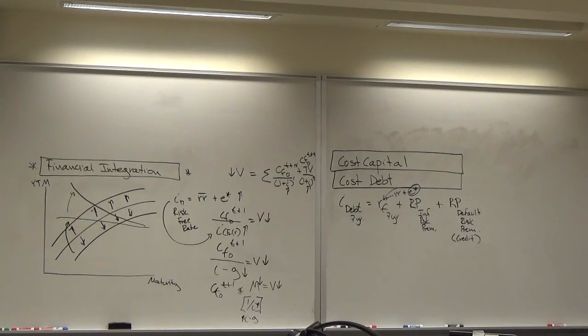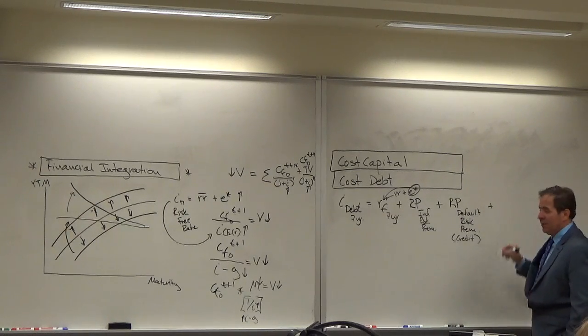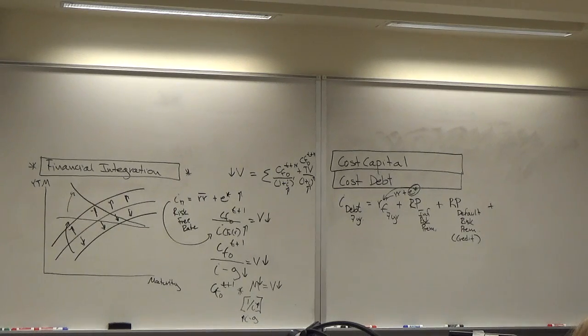They go into default. The bondholders file a lawsuit and force the company to liquidate its assets. They sell the assets and pay off the bondholders first. If there's nothing left, the shareholders get nothing. All right, any other risk premiums that need to be taken into consideration when building the cost of debt?